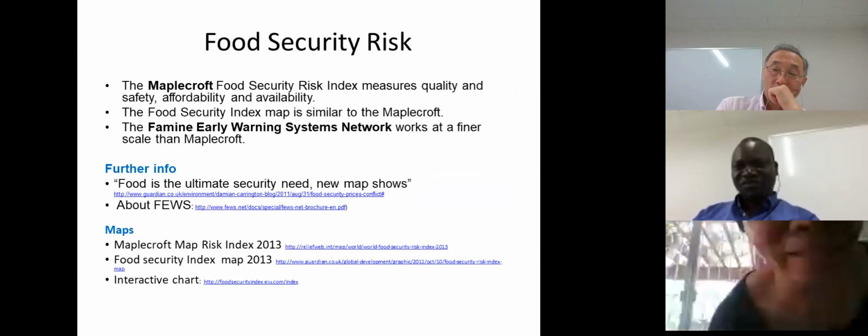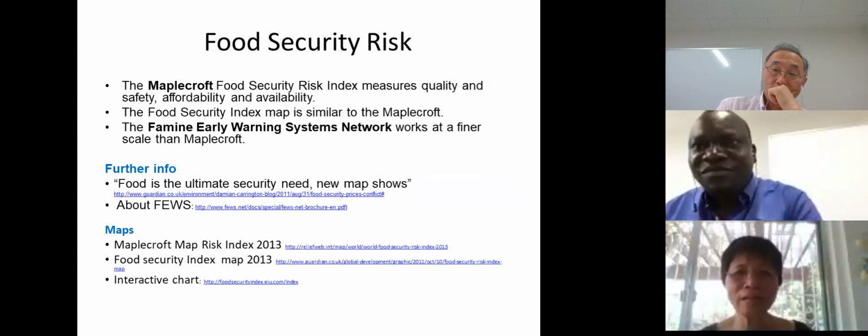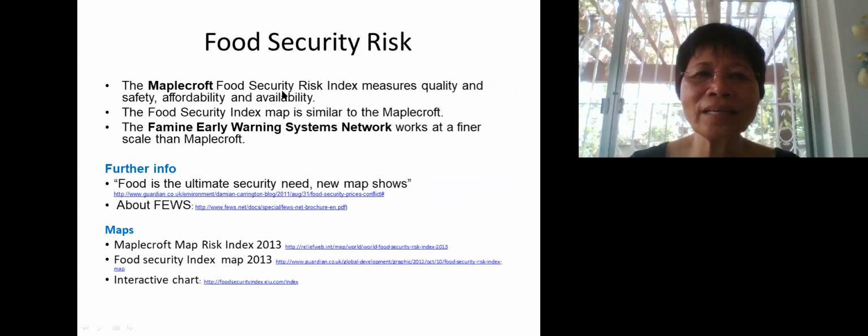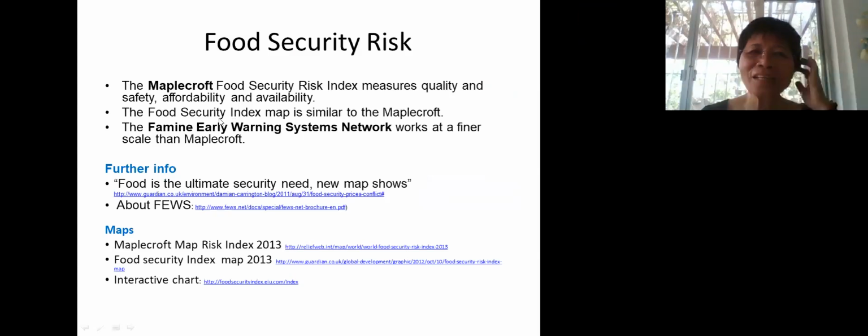Sorry. The next one is what we call risk, food security risk. The Maplecraft Food Security Risk Index measures quality, safety, affordability, and availability of food. So they came up with the Food Security Index, or they also have what they call the Famine Early Warning Systems Network, to tell you whether all of these four dimensions are present. I will show you in the next slide.